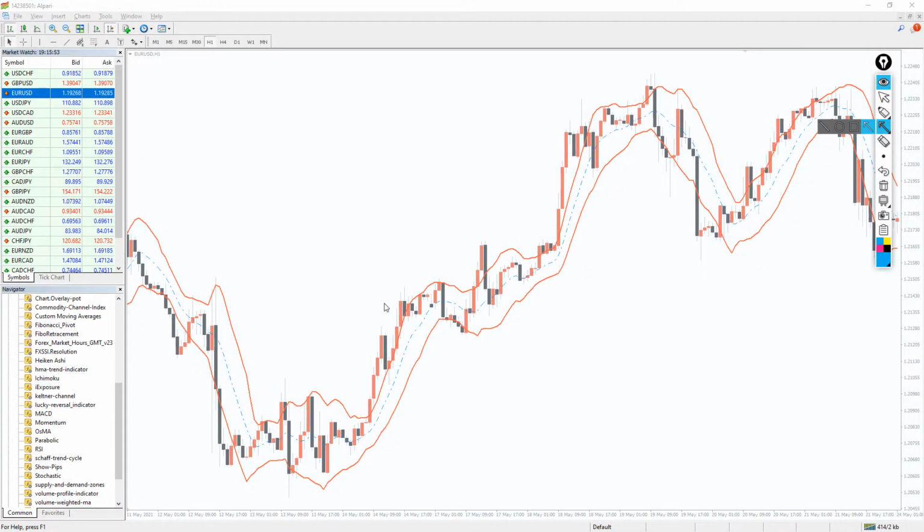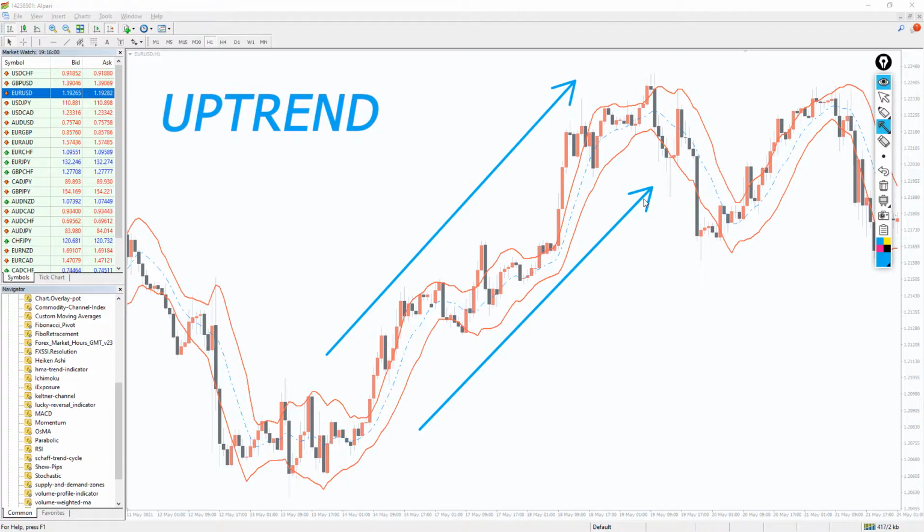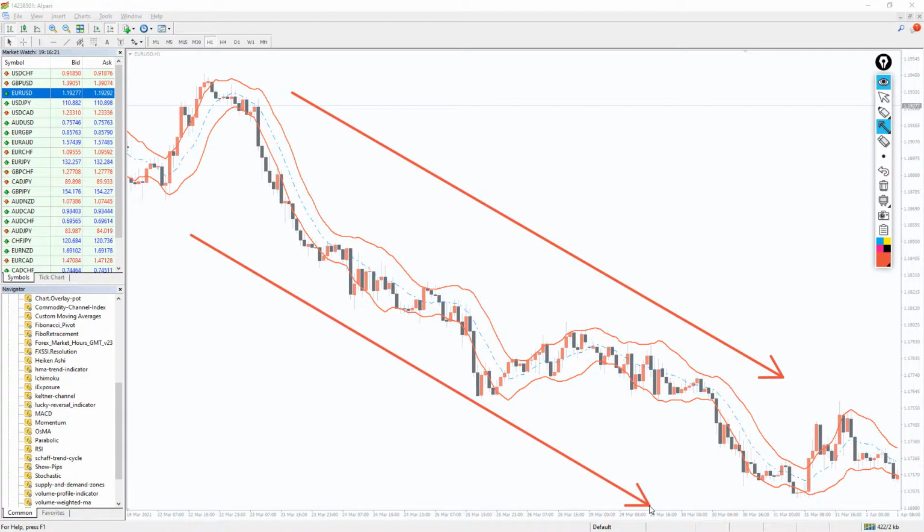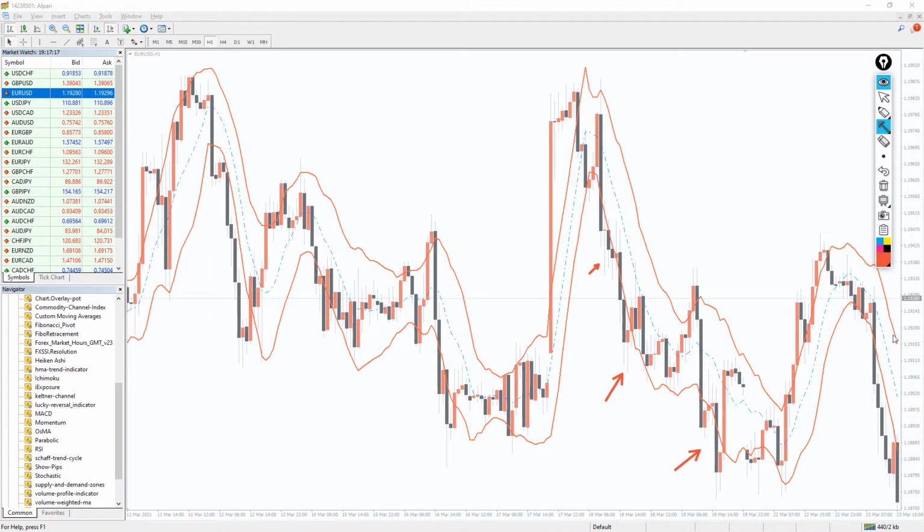There are many advantages to using this indicator. One of the most common uses of the Keltner channel indicator is to determine market trends. When the channel is upturned, it signifies an uptrend, and when it's downturned, it signifies a downtrend. The Keltner channel not only identifies major trends, but it can also be used to identify potential trend reversals.